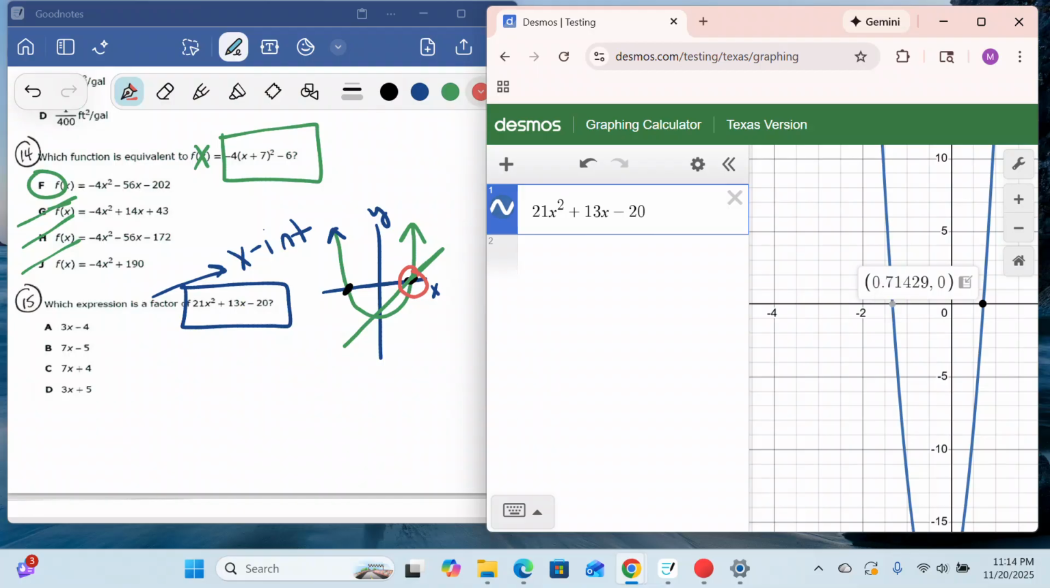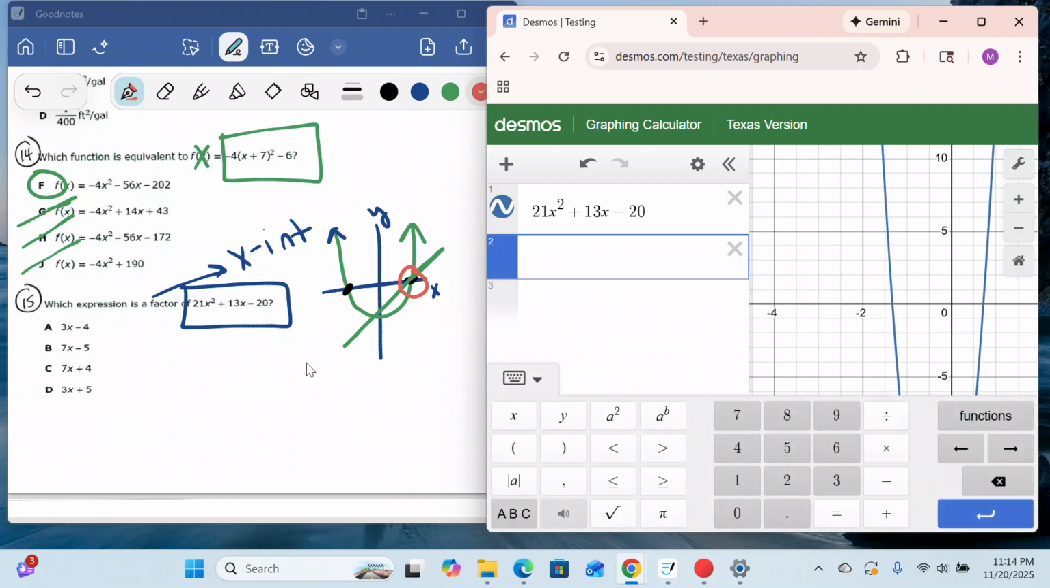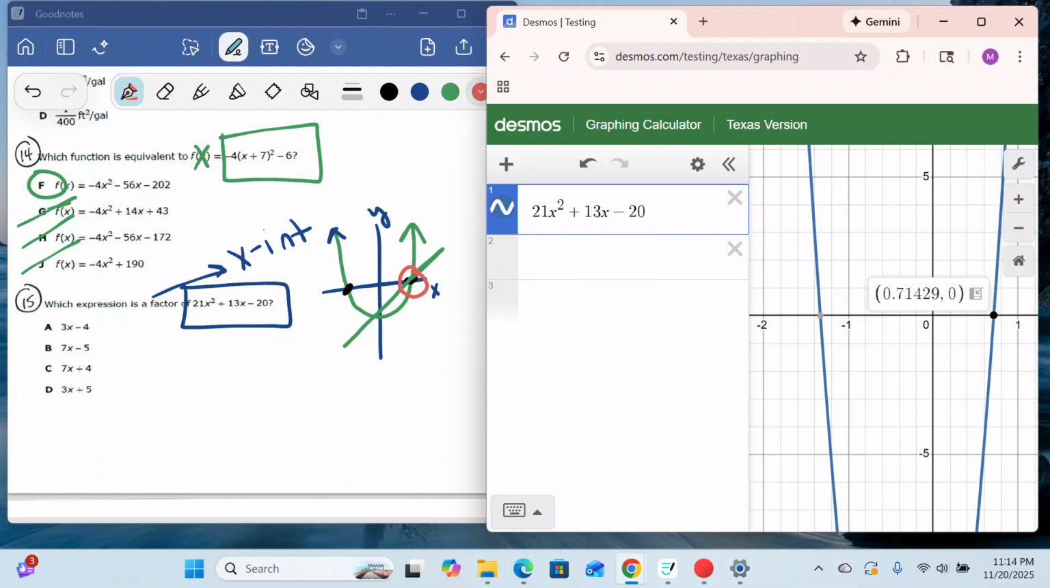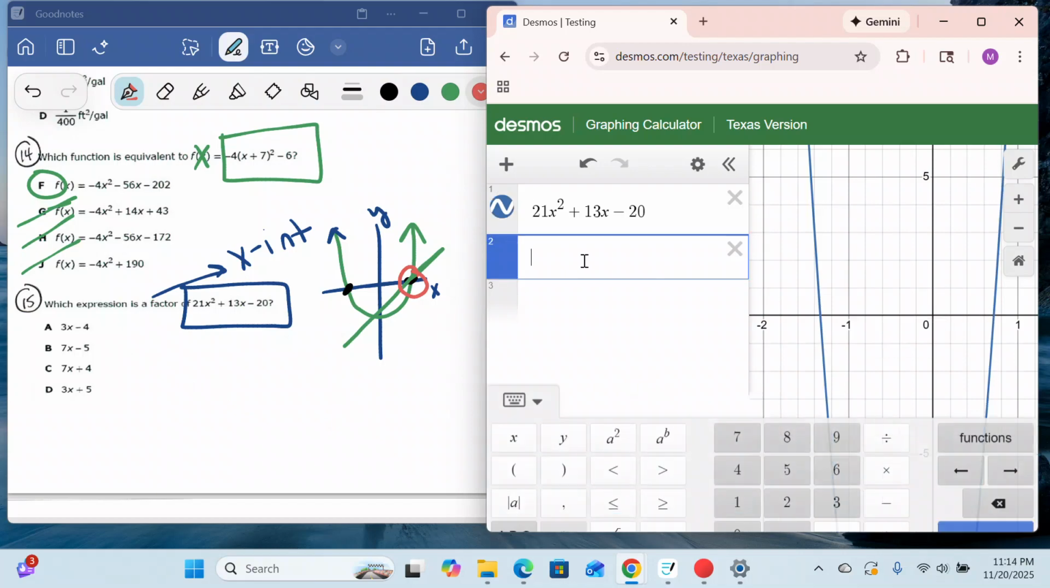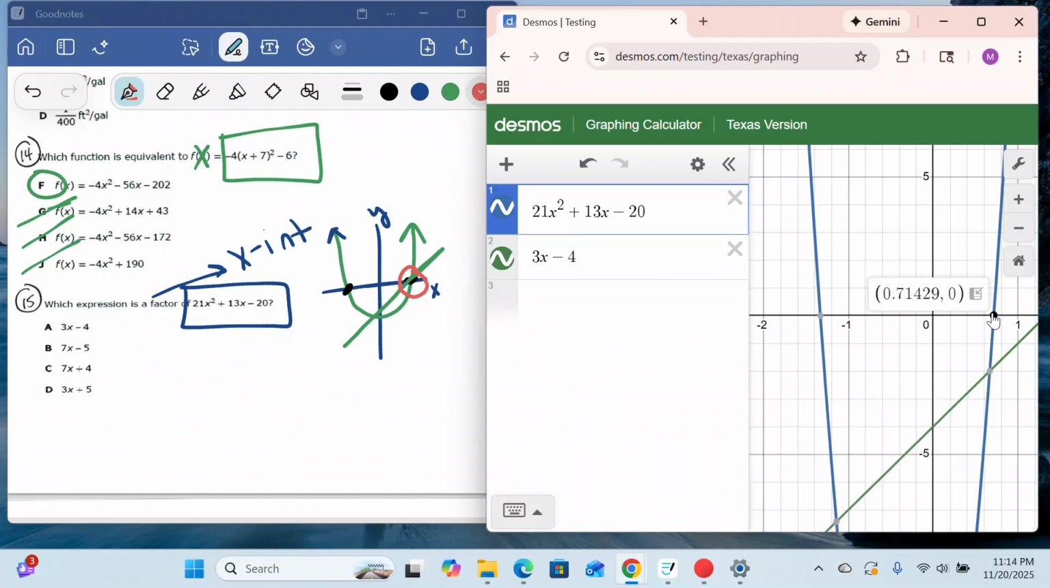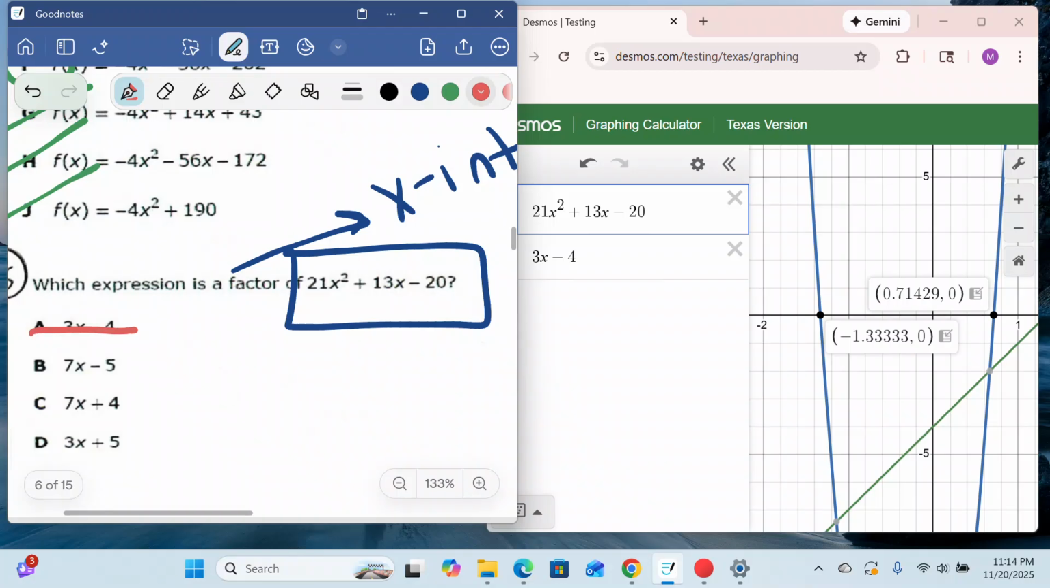So then to find that it's a factor, remember, it has to cross straight through my x-intercept. So I'm going to go ahead and try my first one and find out if it passes through my x-intercept. I want those x-intercepts big so I can see that it passes straight through those black dots right there. So I'm going to input the first one as 3x minus 4. And it doesn't pass through my x-intercept. It has to pass straight through the middle. So automatically, looking at this one, it is wrong.